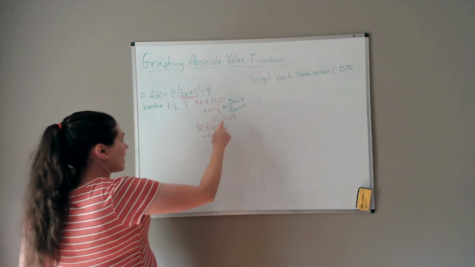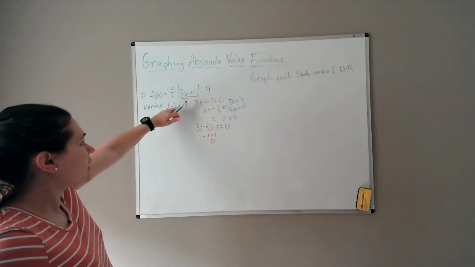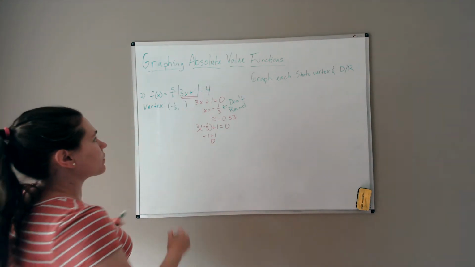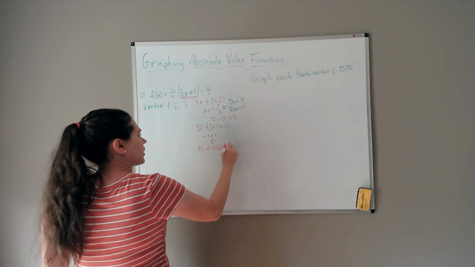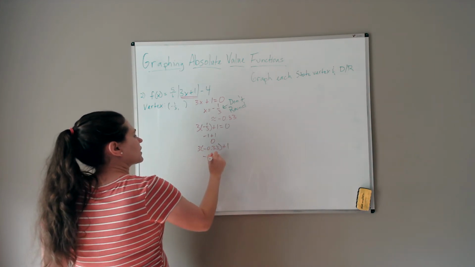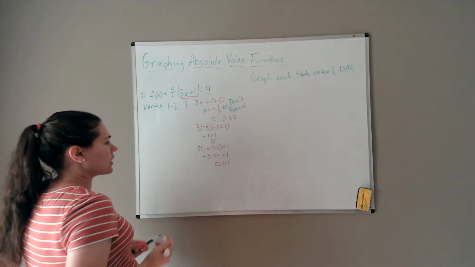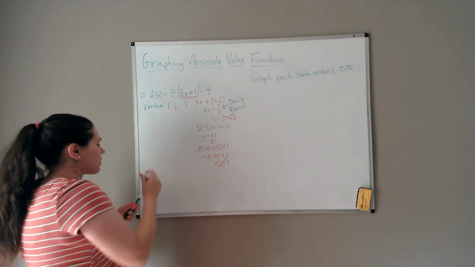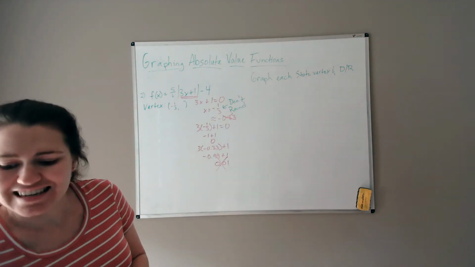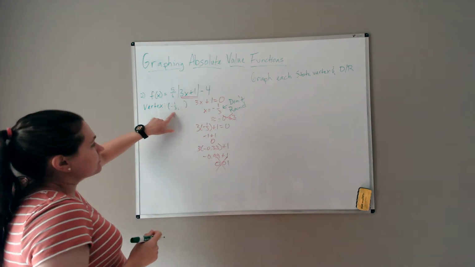You do not want to round to negative 0.33, because this is supposed to be the number that makes this 0. If you round, okay, that's going to be negative 0.99 plus 1. That's going to be 0.01. Okay? Is that the same as 0? No, it's not. So please do not round your vertex. I want the exact value, okay?